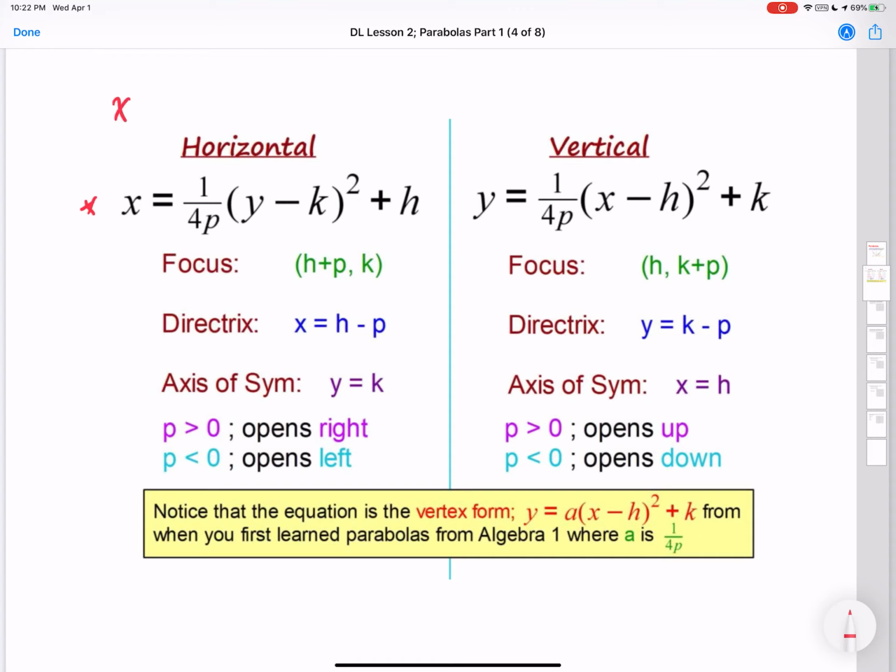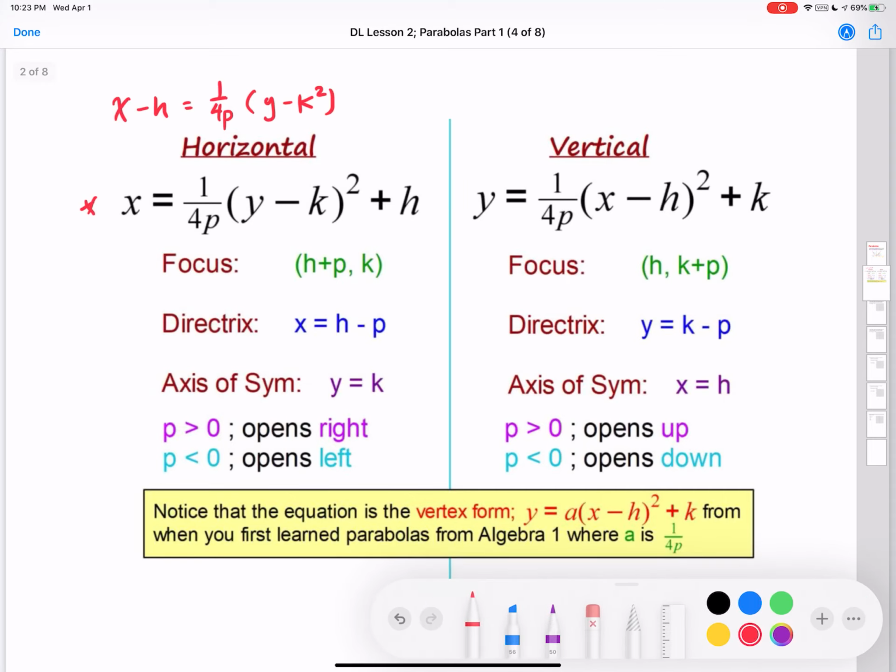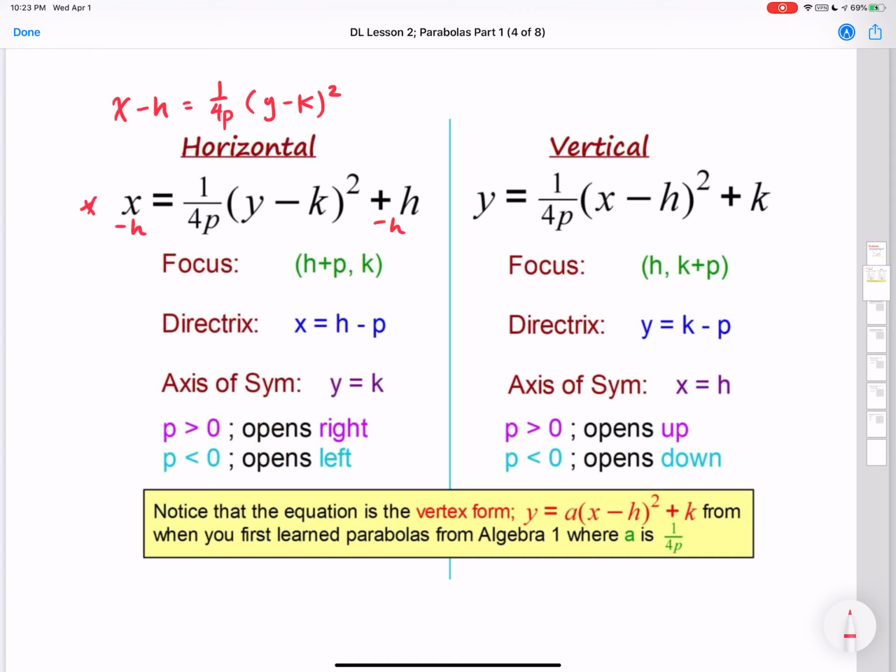The actual standard form is x minus h is equal to 1 over 4p times (y minus k) squared. Oh, I put the parentheses in the wrong place. Here we go. And basically all we did here is we just subtracted h on both sides. So we now have our standard form, x minus h is equal to 1 over 4p times (y minus k) squared, where your h and your k is still going to be that center, but in this case, because it's a parabola, it's not the center, but it is our vertex.